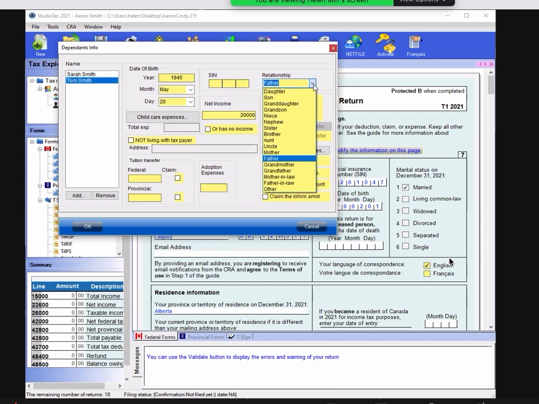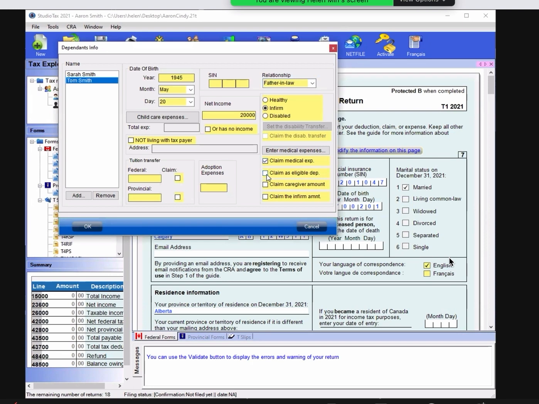Then you need to change father-in-law. You need to change here, father-in-law. Only change this one, relationship. The other ones you don't need to change. Okay, the net income, date of birth, then this one. Then you decided to let Aaron claim. Let Aaron claim, then we just claim medical expenses.